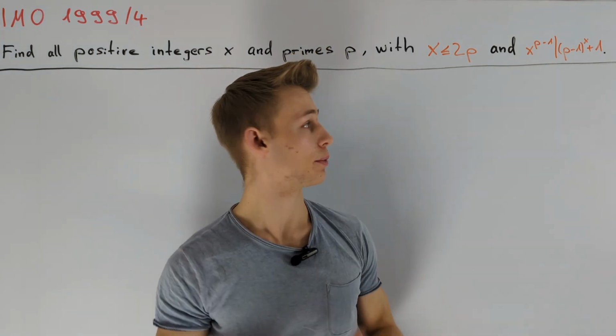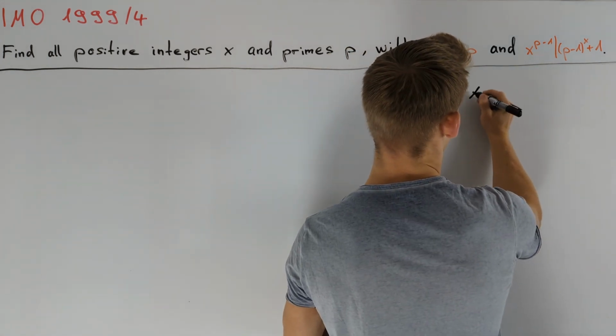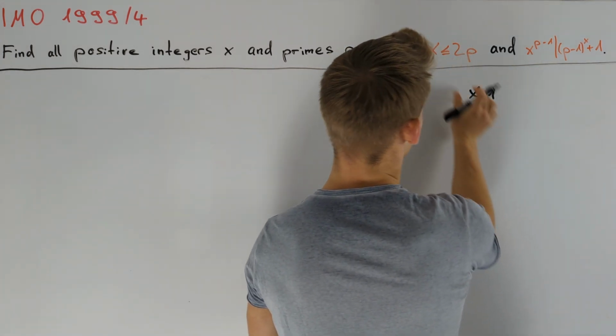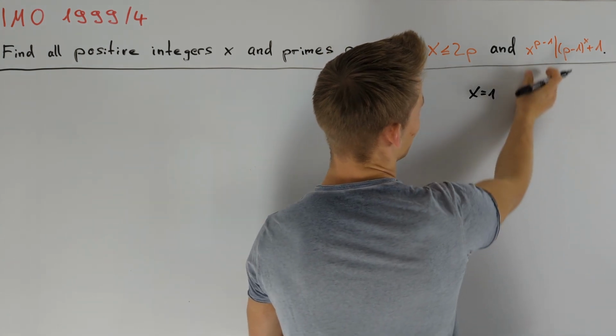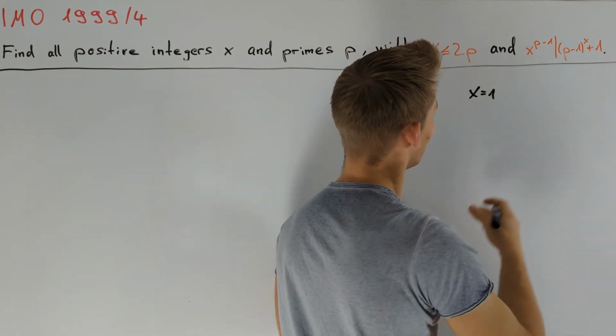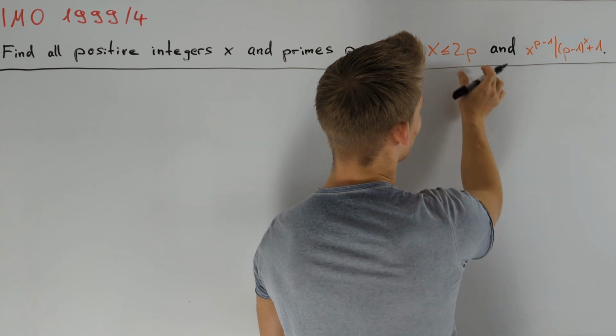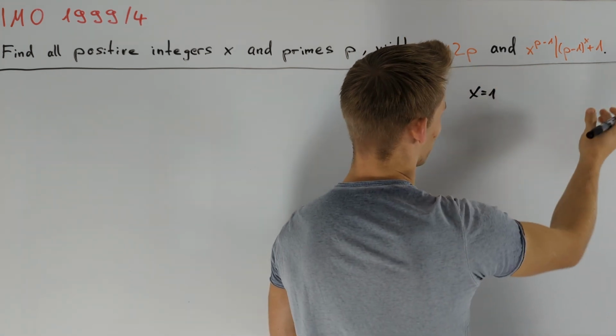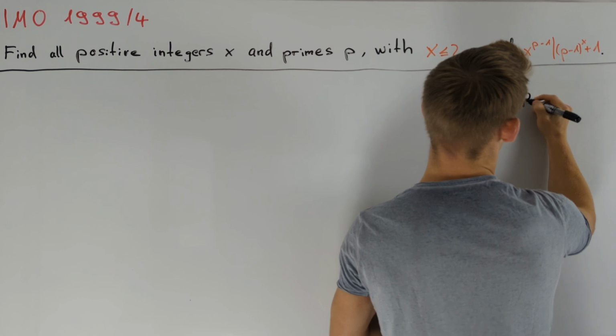We can see that if we take x equal to 1, then the left-hand side is equal to 1, and the right-hand side is also equal to 1. Therefore, for any value of p, these two are true. So we can take p arbitrary in this case.